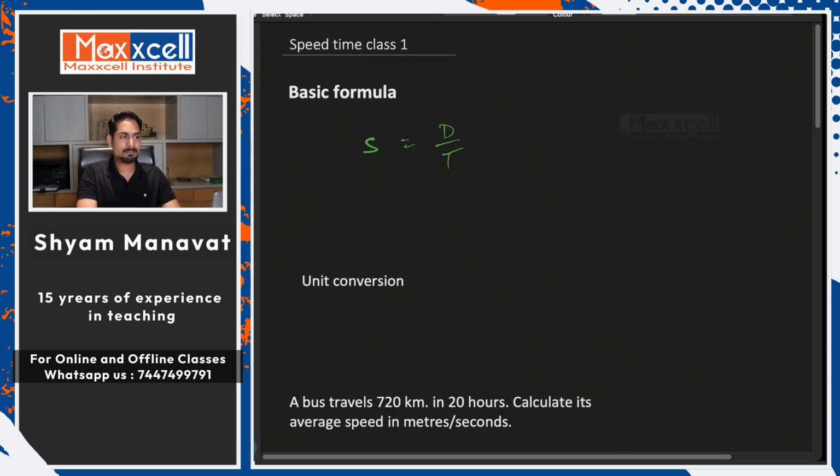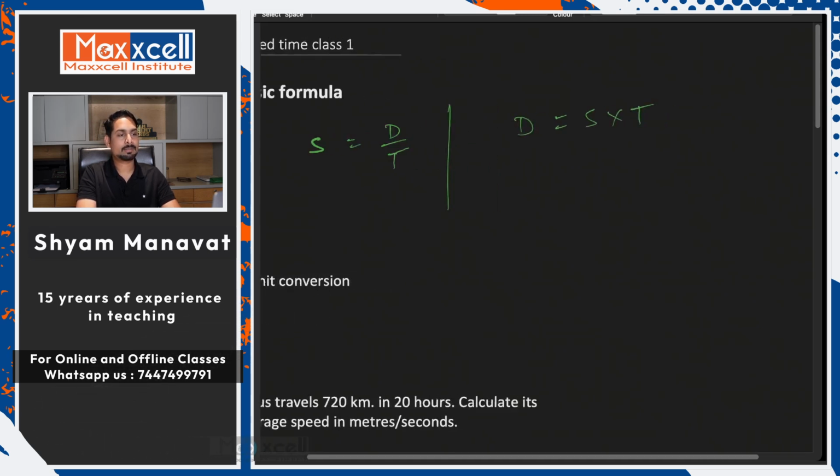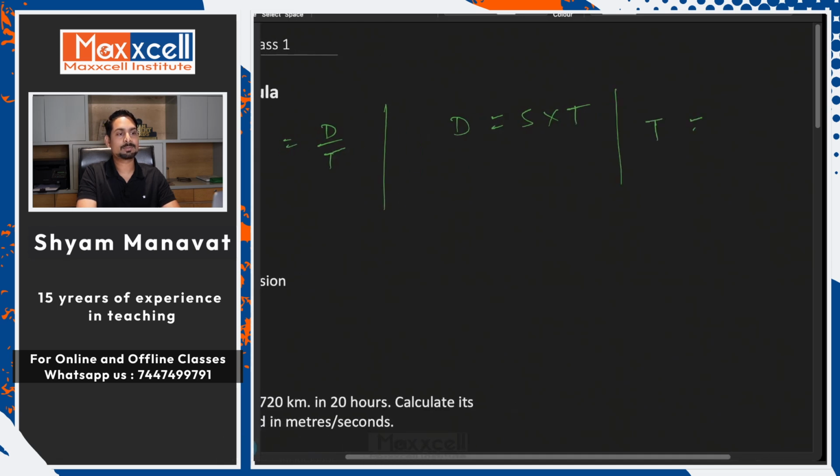We have different ways of writing this formula. Say speed equal to distance upon time. We can also say distance is equal to speed into time. We can also say time equal to distance upon speed.